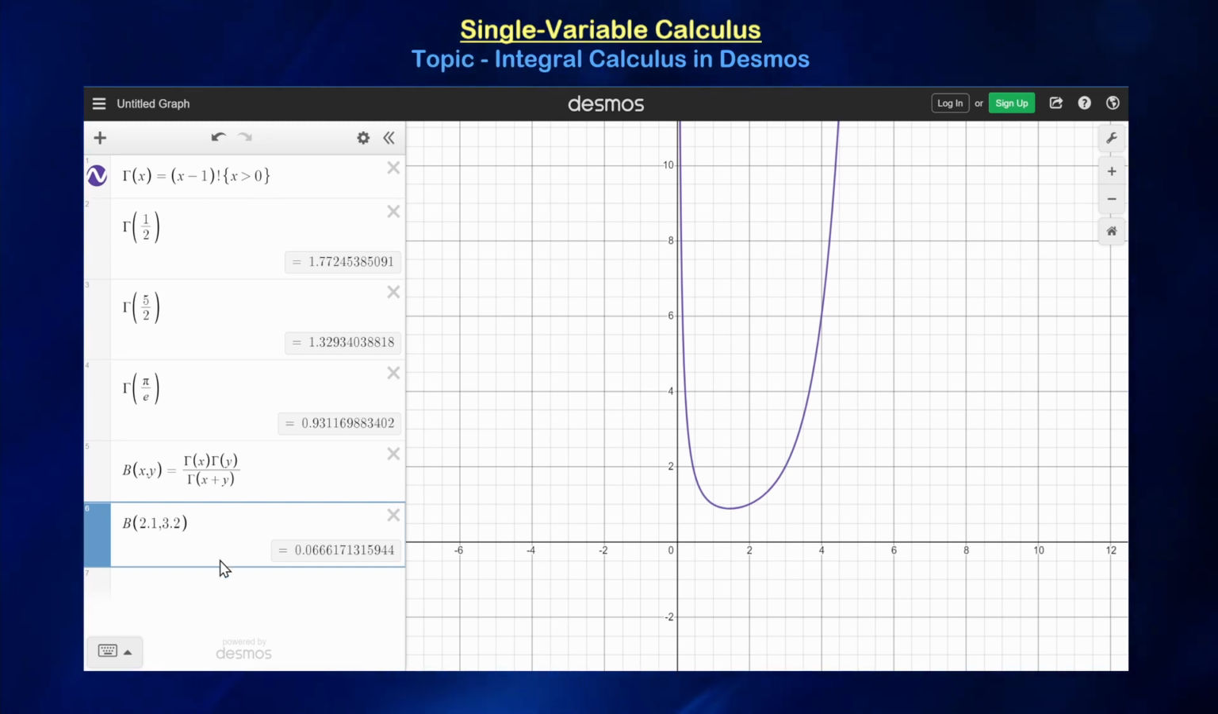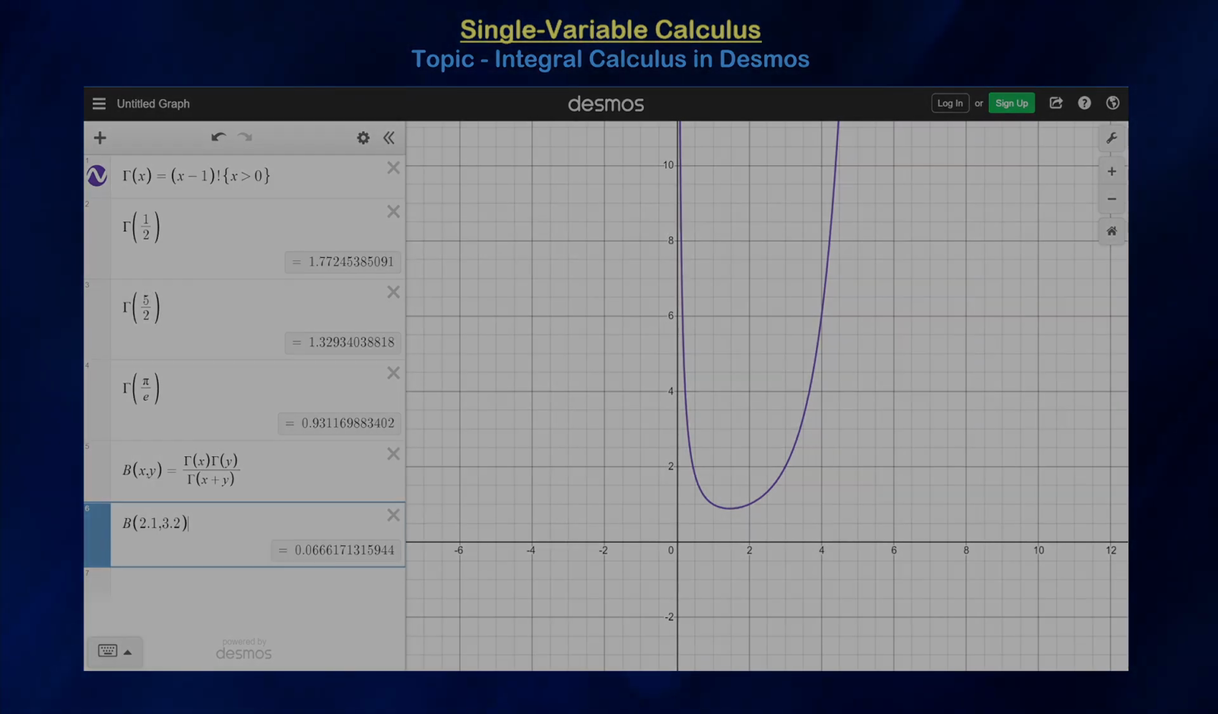So that's just a brief introduction to the gamma function and beta function if you haven't already encountered it, but maybe you will see it in, say, probability theory, where it definitely does have its immediate applications in a variety of different fields. So at least even if we do not know calculus, you can use Desmos to calculate their values.